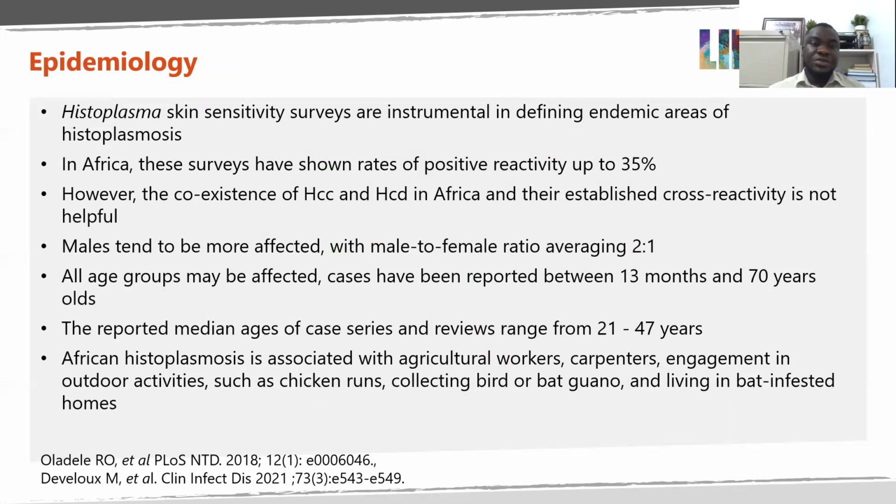In terms of the disease, males tend to be affected more, with a male to female ratio averaging 2:1. But all age groups may be affected, and cases have been reported in people as young as 13 months and as old as 70 years. In the case series and reviews, the median age has been between 21 to 47 years. Most cases have been associated with agricultural activities, collecting bat guano, as well as living in bat-infested homes, but not for all cases, because there are some cases where people do not have any link with any of these epidemiological risk factors.